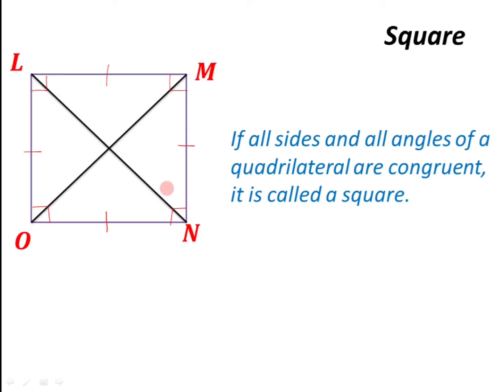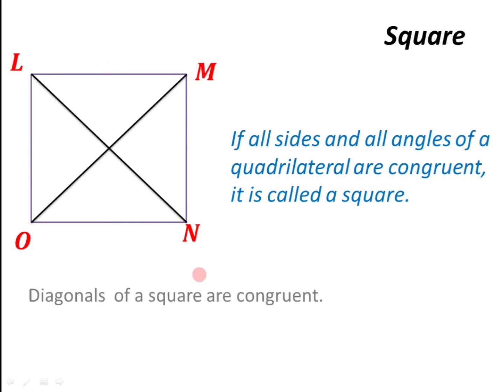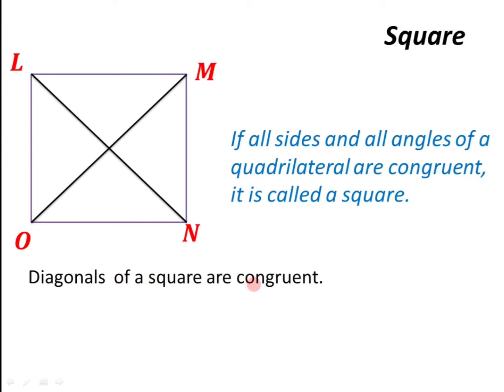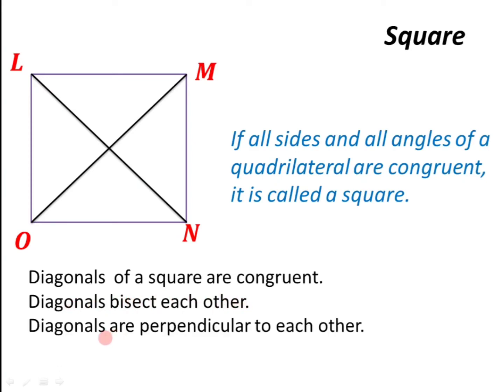And here LN and OM are the diagonals of a square. We have the first property: diagonals of a square are congruent. So here diagonal LN is congruent to diagonal MO. The second property is the same as the rectangle, that is, diagonals of a square bisect each other. And the third property is diagonals of a square are perpendicular to each other.